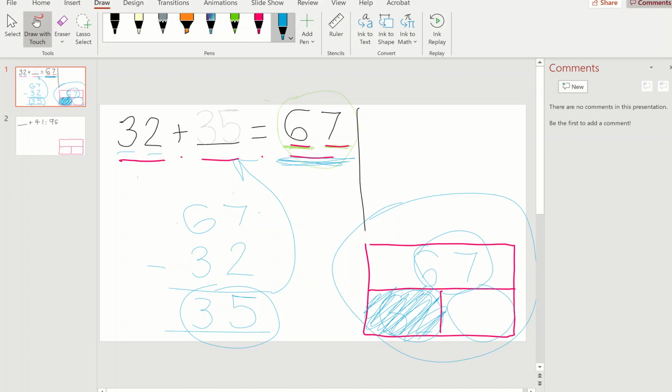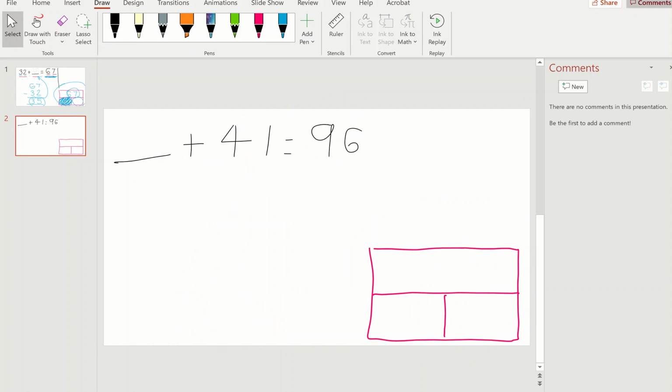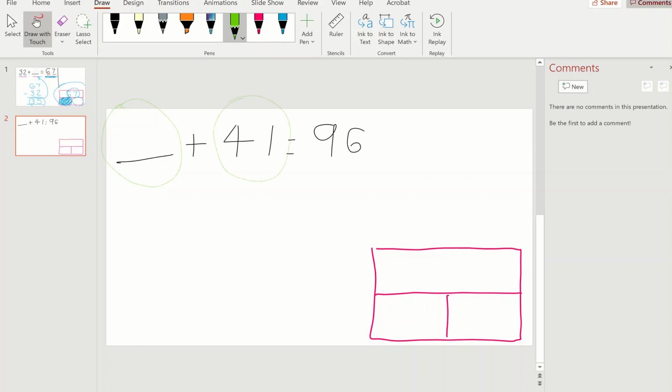Now, if we look at our next example, the missing number might not always be in the middle. It might be at the start, but that doesn't mean that it should be any trickier at all. Because this part and this part, they are parts, so they are changeable. It doesn't really matter in addition which way round they are. They could be swapped. So the same question really is 41 add something equals 96, which is more similar to what we had in the first example.